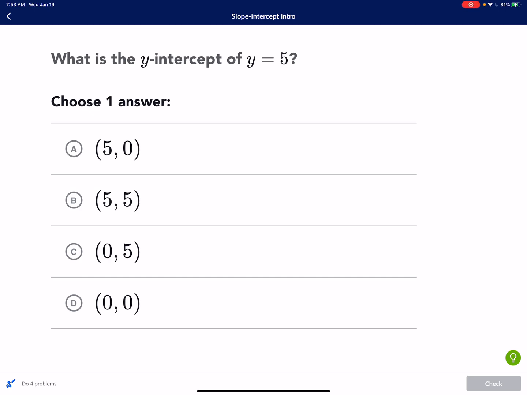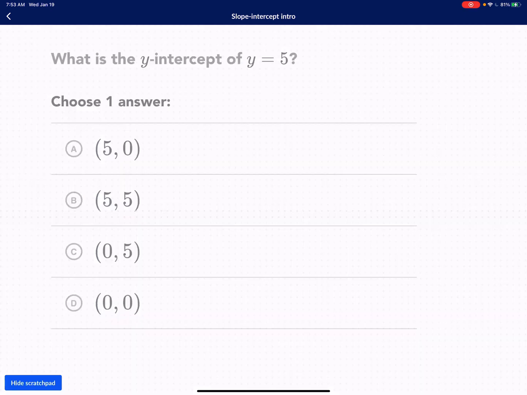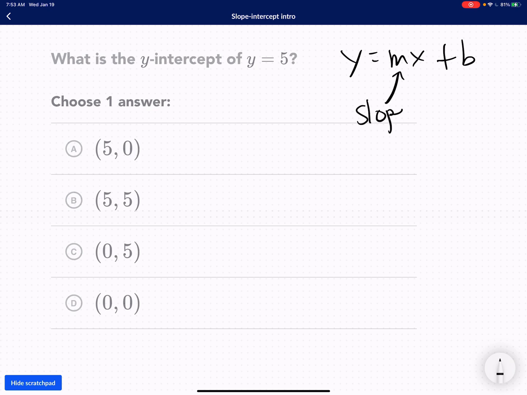All right, let's take a look at these problems right here, okay? So the first thing that you always have to remember is the slope-intercept form is y equals mx plus b. You just have to memorize that. That represents slope. That represents the y-intercept, right?